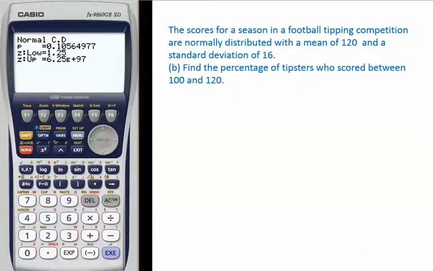Okay, what about the second part of the question? Find the percentage of tipsters who scored between 100 and 120. Again, we draw a picture, first of all writing down though our mean and standard deviation. Here's our picture this time. 120 is the mean. Now 100 is to the left, so we're coming back, and this point here, one standard deviation from the mean to the left would be 104. So 100 is just a little bit less than 104. That's where I've marked it. Shading the area, scores can be between 100 and 120.